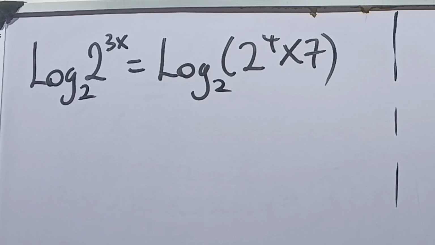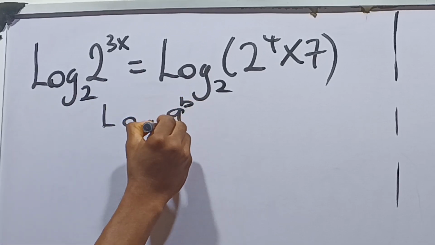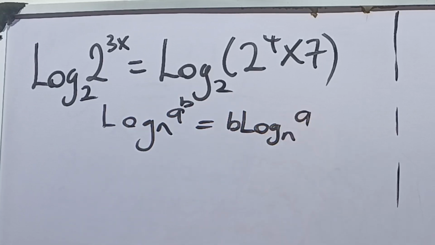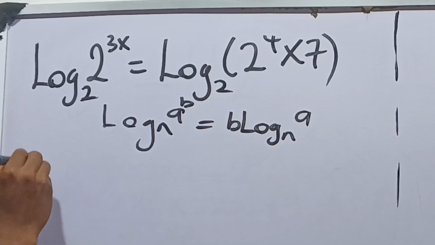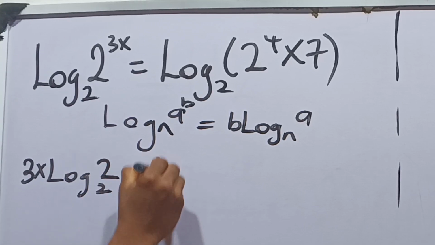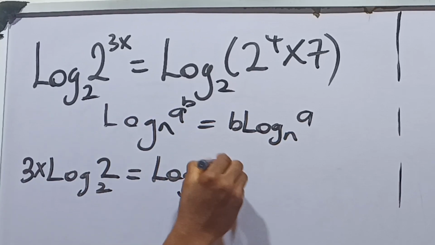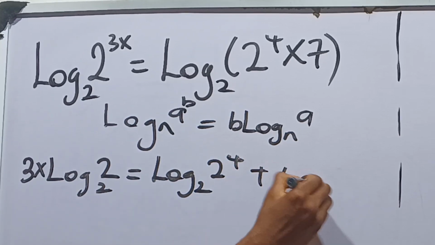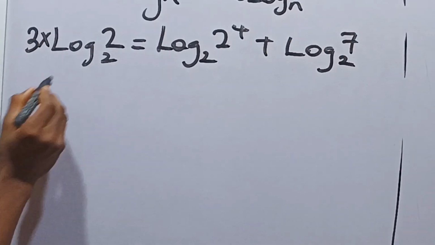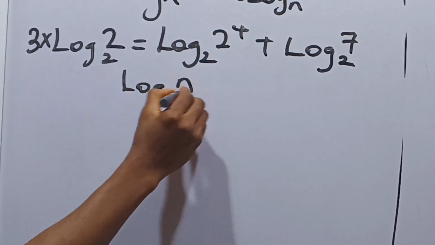Now, when you have the logarithm of a raised to the power b in base n, it is equal to b multiplied by the logarithm in base n of a. Applying the same law here, we have 3x multiplied by the logarithm of 2 to base 2, equal to the logarithm of, and when you have multiplication in logarithm, it means plus, so the logarithm in base 2 of 2 raised to the power 4 plus the logarithm of 7 to base 2. Now, the logarithm of 2 to base 2 is 1. In fact, the logarithm of n to base n is 1.